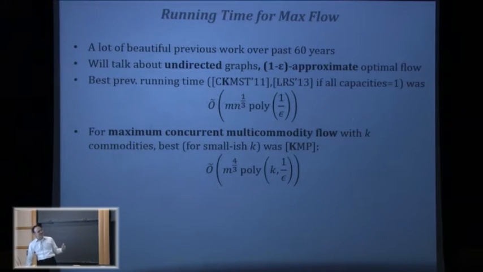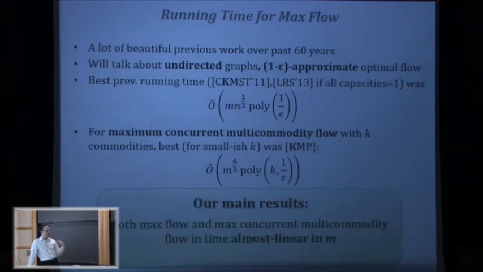That was what I was excusing myself for with the big list. And it turns out the fact that we can't do directed graphs and the fact that we can't make this epsilon completely go away are strongly related questions. OK, so the best for smallish k for maximum multi-commodity flow was m^(4/3) also.